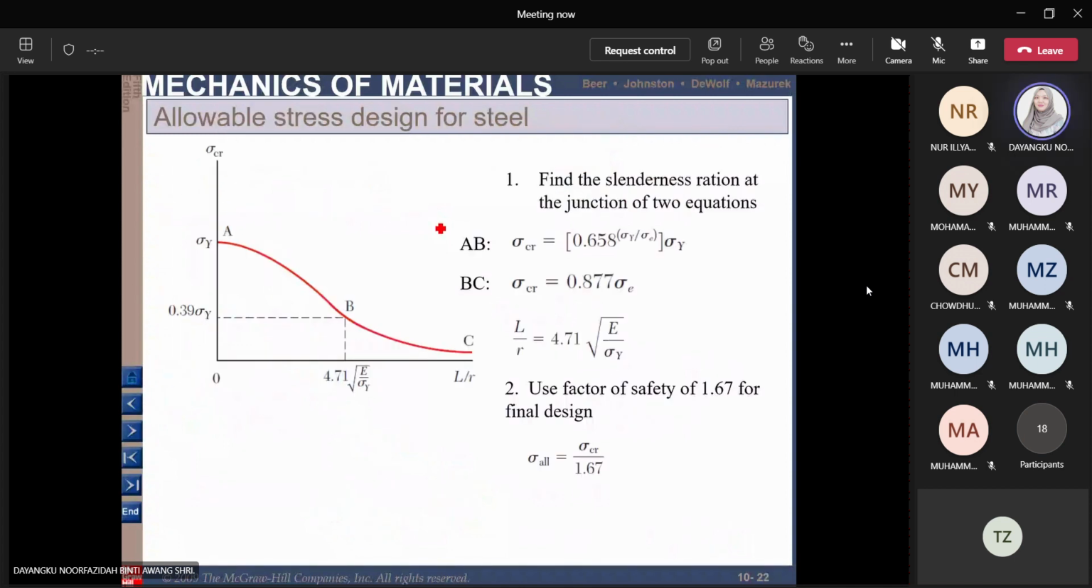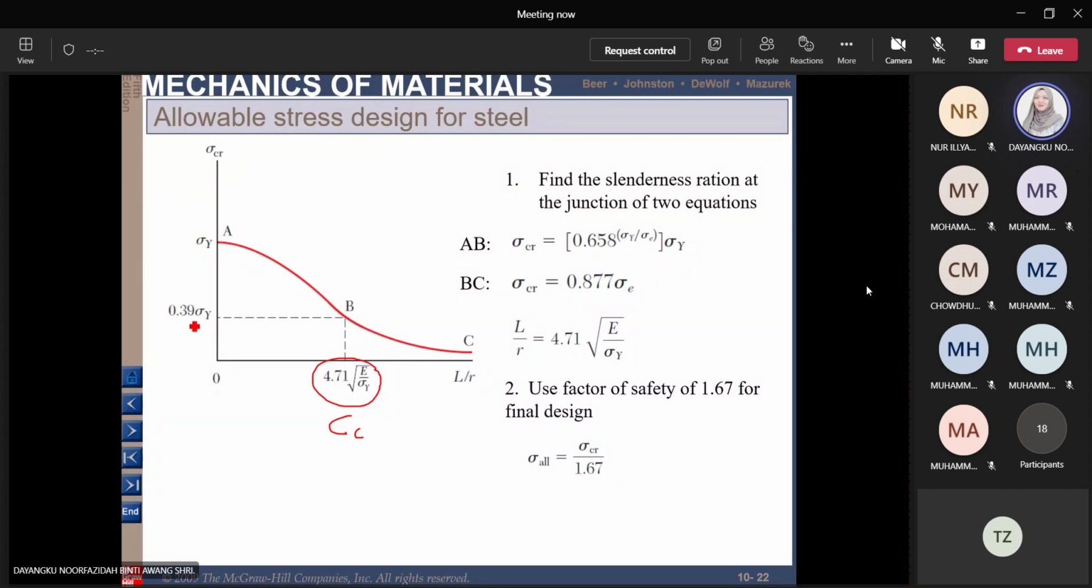So for the typical stress, we will use this part here. This is also recommended by the institute, so we will use this to do our design. Later on we will do an exercise, and we need to use this part here. Firstly, you need to find the slenderness ratio at the junction of the two equations, which is this part here. This will be our CC, and our CC here is located at 0.39 sigma y.